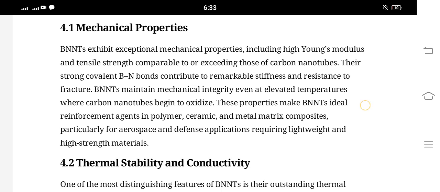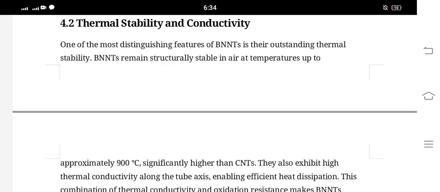Their next property is thermal stability and conductivity. One of the most distinguishing and valuable features of boron nitride nanotubes is their outstanding thermal stability. Boron nitride nanotubes can remain structurally stable in air at temperatures up to approximately 900 degrees Celsius, which is significantly higher than the oxidation limit of carbon nanotubes. This high oxidation resistance is attributed to the strong boron-nitrogen bond and the chemically inert nature of boron nitride.